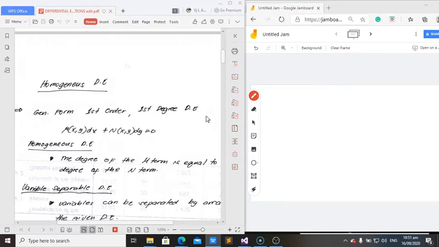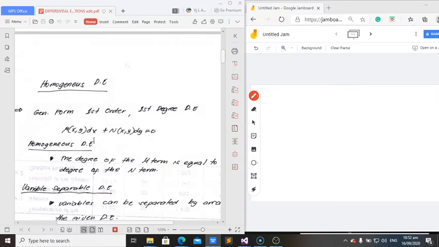So, right now we will be discussing another method of solving first order, first degree differential equations. And that is called homogeneous differential equation. So, what is the difference of homogeneous differential equation to our variable separable differential equation? What's the difference?